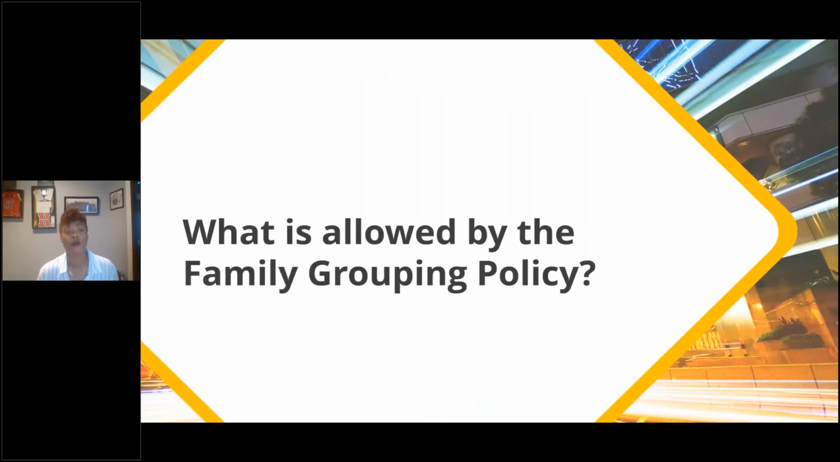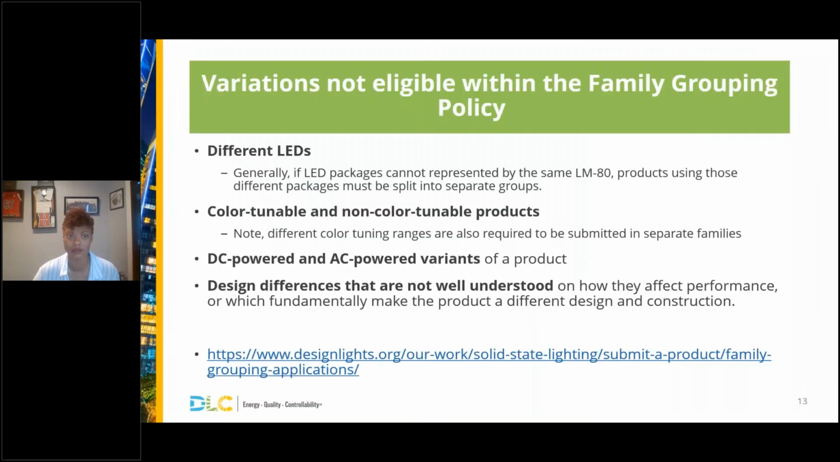So we talked about the variations that were allowed in that specific example, as far as the CCT differences, lumen packages, and the optical differences. But what else is allowed by the family grouping policy? Well, before we get into that, let's start with the things that we know are not eligible within this policy.